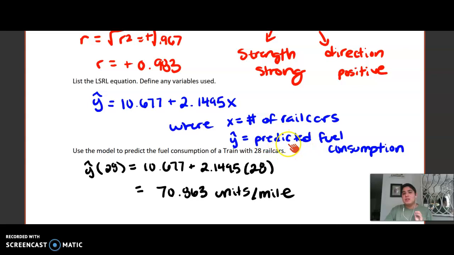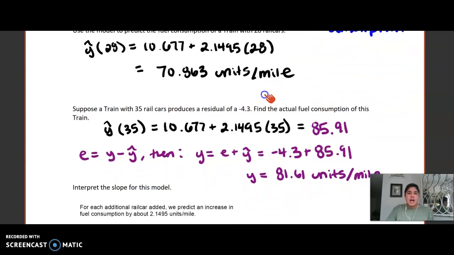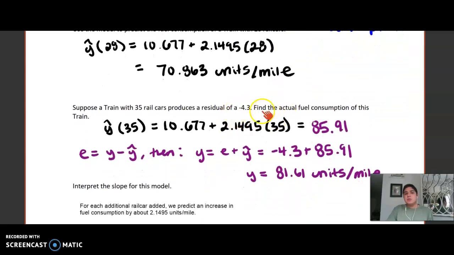So x is the number of rail cars, and y hat is predicted fuel consumption. Again, not actual, predicted. Now use our model that we just created to predict for a train with 28 rail cars. I'm going to substitute in 28. Here's my output. Now, if I want to find the residual, again, it's just the actual minus predicted, AP. But then also, you could just find the residual by using the formula.